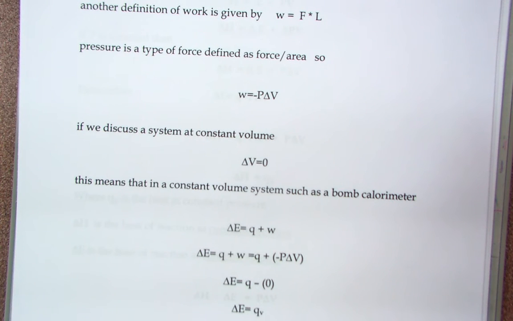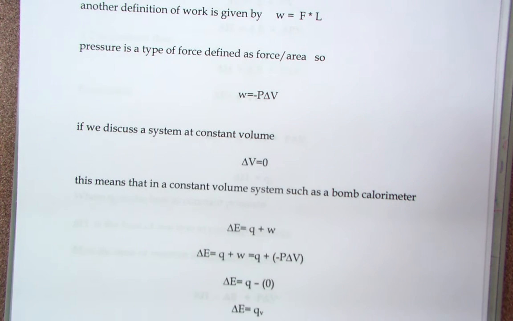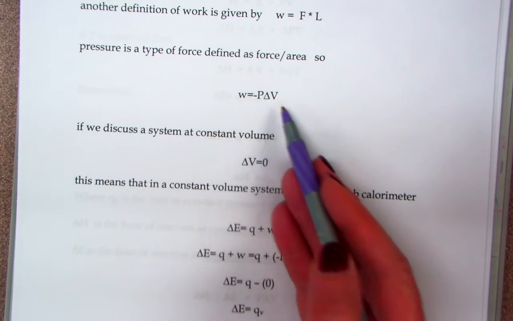Another definition of work that you see mostly in physics is that it's force times length. And so we think of force times length, and that is moving a piston generally for us in chemistry. So pressure is a force defined as force per area, so our work is minus P delta V.